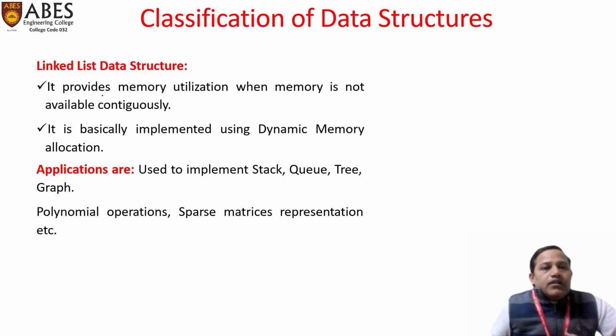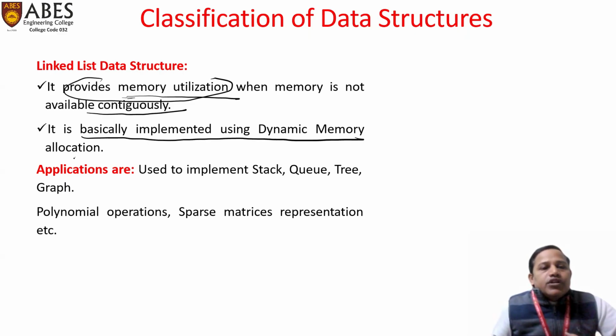Basically, the main benefit of a linked list is the best utilization of memory when memory is not available contiguously, and it is implemented using dynamic memory allocation. It means that at runtime, when you enter the input, it will allocate the memory for that input.